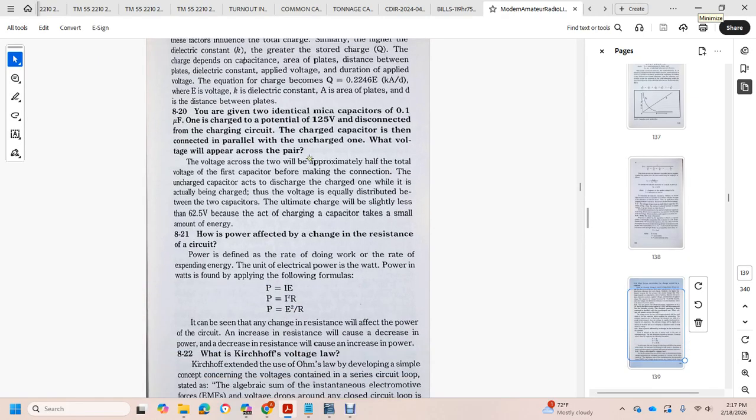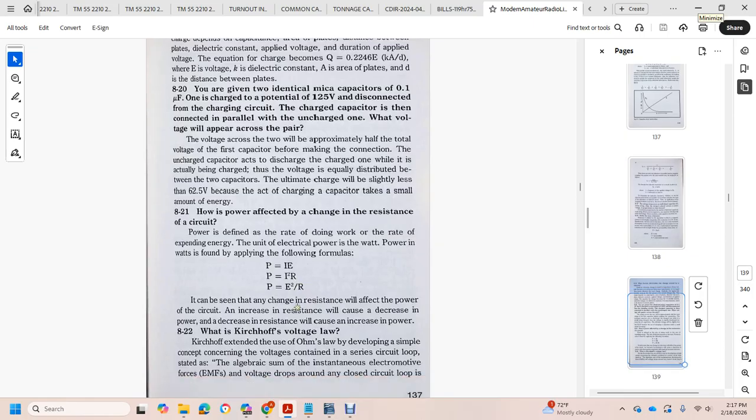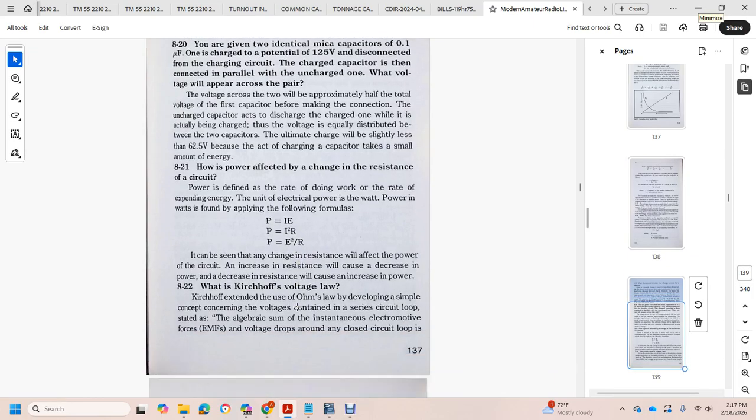How effective is the change of the resistance on the power? Power is defined as the rate of expending of energy, with electrical power lost as heat. Power is found by applying the following formulas. Power is equal to amps times volts. Power is equal to amps squared times the resistance. Power is equal to volts squared over the resistance. We can see the change of the resistance will affect the power. So an increase of the resistance will decrease the power, and a decrease of the resistance will increase the power.